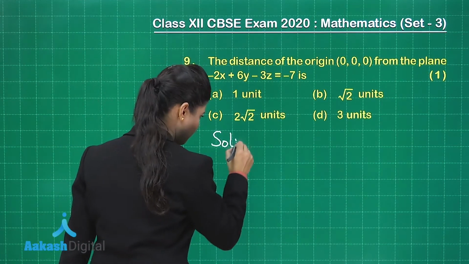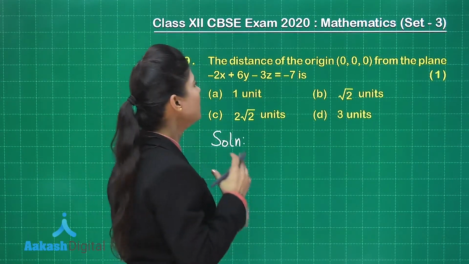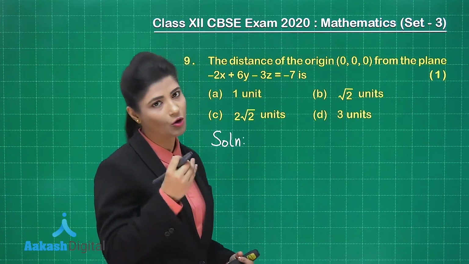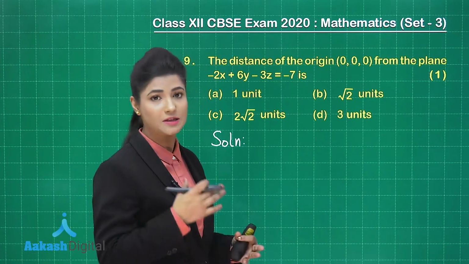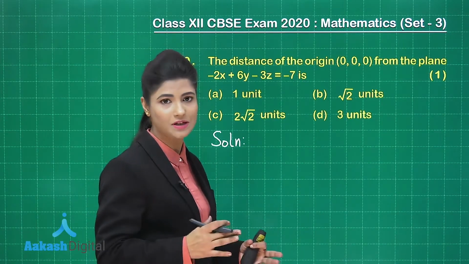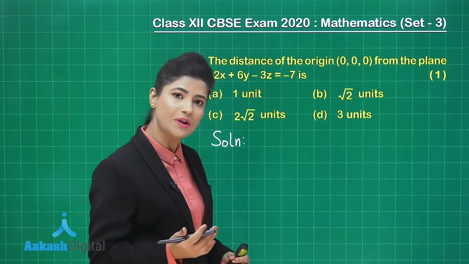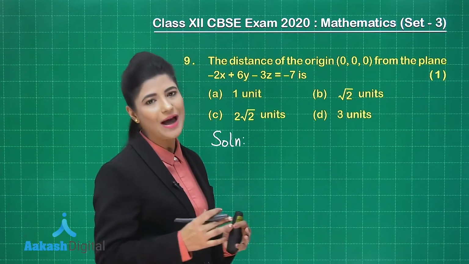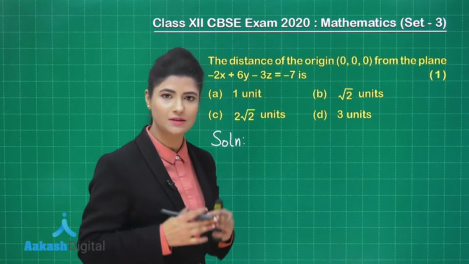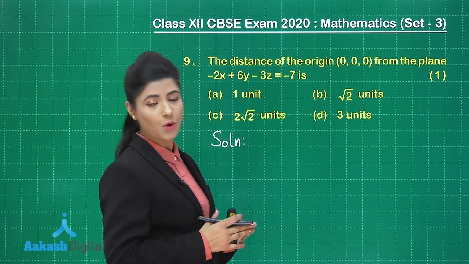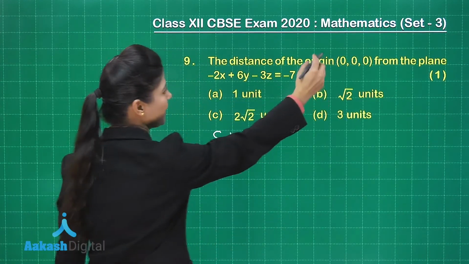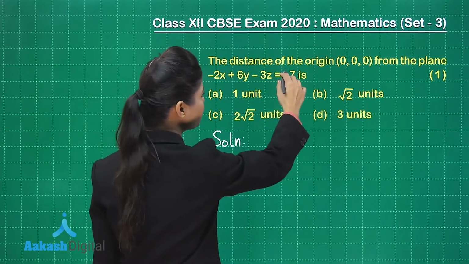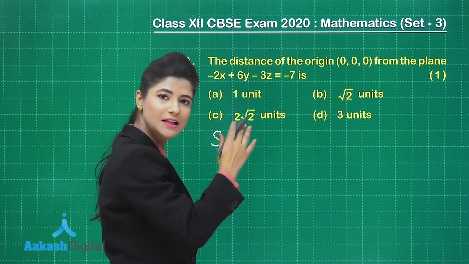So let's write down here that formula of obtaining the distance of any point, let's suppose x1, y1, z1 from the given plane ax plus by plus cz plus d equal to 0 is given by ax1 plus by1 plus cz1 plus d whole upon square root of a square plus b square plus c square and modulus of that whole quantity. So here in place of x1, y1 and z1 we have 0, and this is the given plane where I'll be transposing this minus 7 constant quantity to the left hand side.